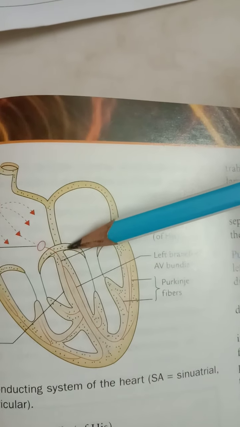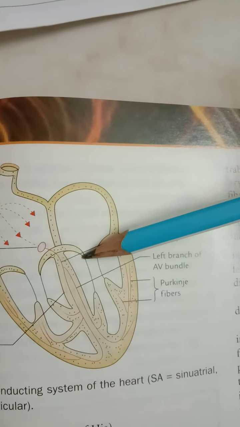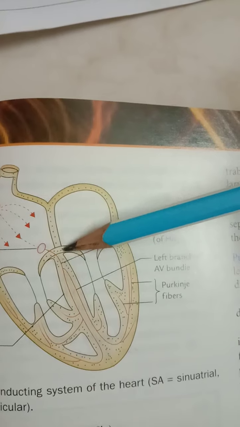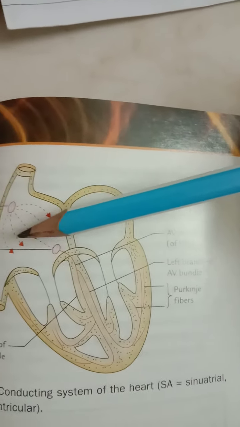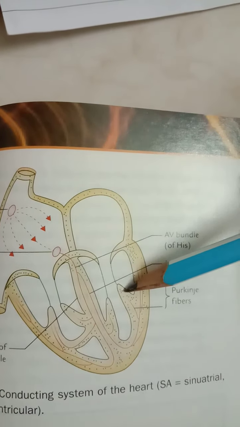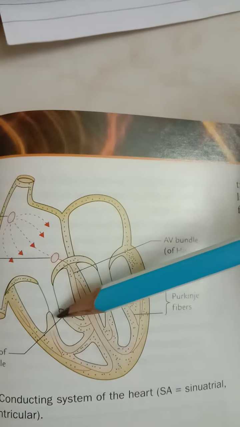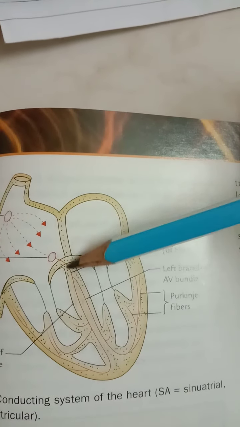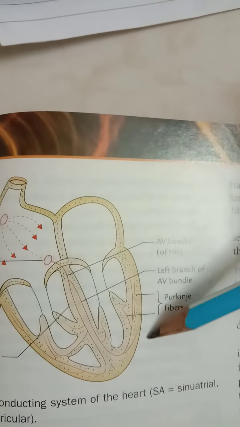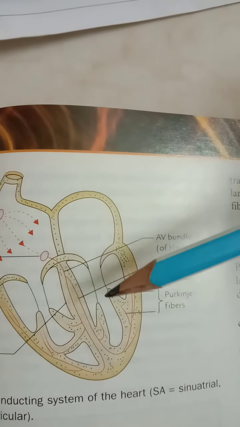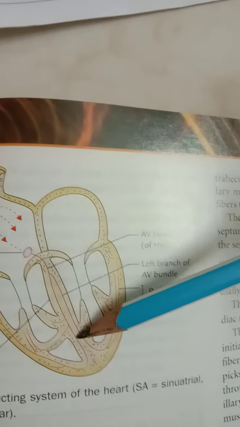The upper part of the septum is thin and membranous, and this part not only separates the two ventricles but also separates the right atrium from the left ventricle. The lower part of the interventricular septum is thick and muscular.